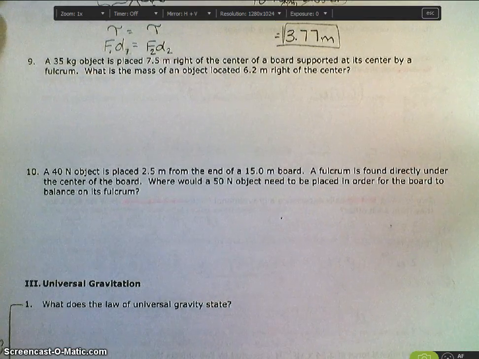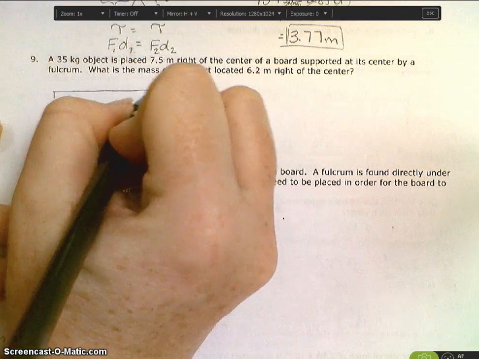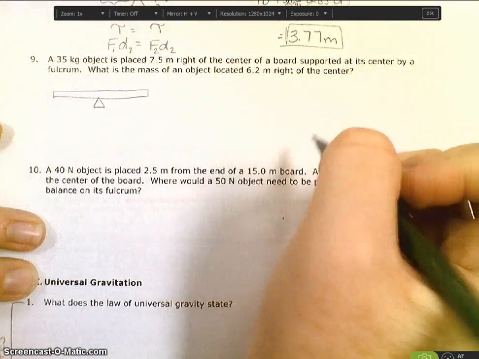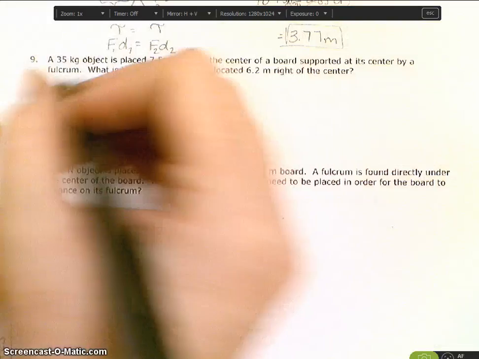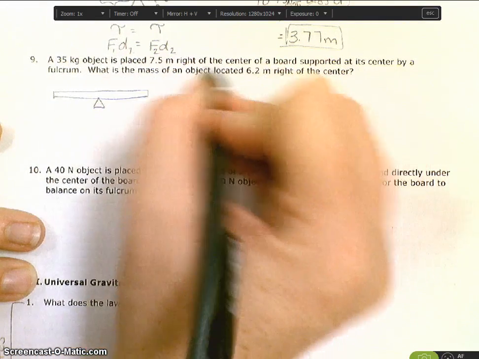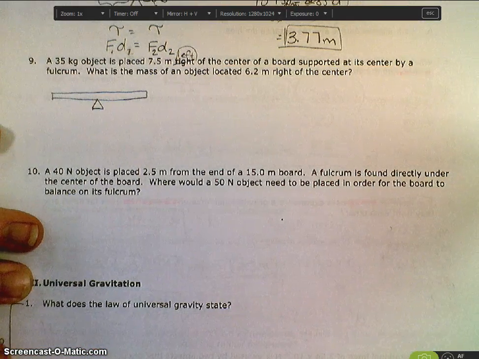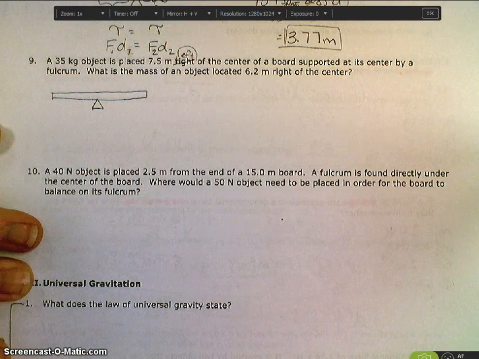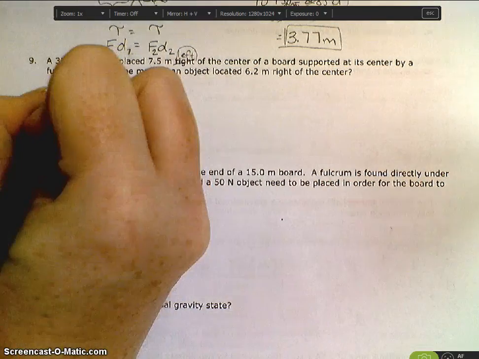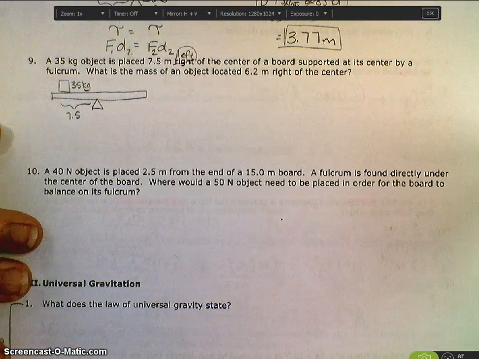Okay, moving down to number 9. Again, this is the same idea. We've got that beam, and we've got the support in the center. It makes it just the same as any old seesaw. We've got an object placed, and you know what? There's a typo here. They both say right. I'm going to change this one to say left. We're going to place an object 7.5 meters left of the center of the board, and this object is 35 kilograms.